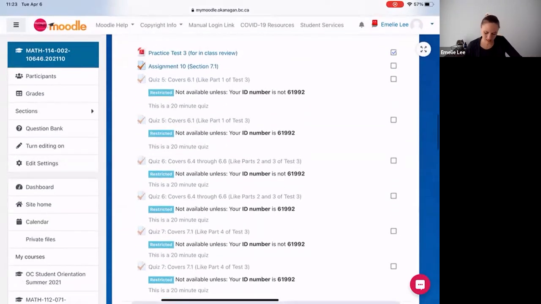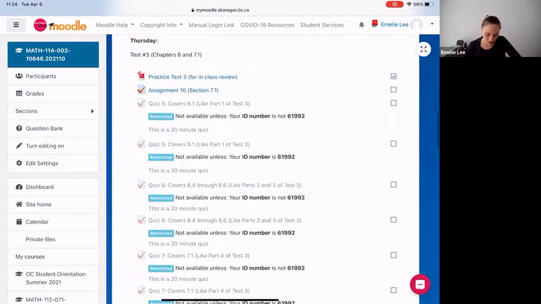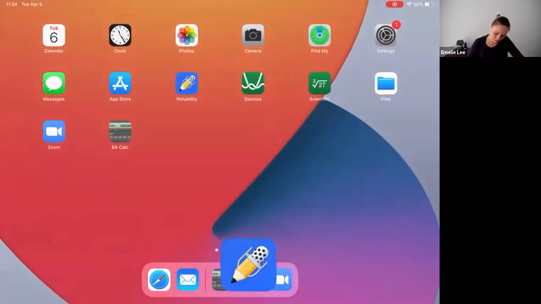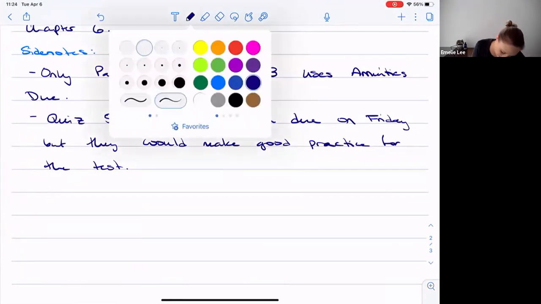Quiz 6 is like parts 2 and 3 of test 3. So once you're comfortable with those, then maybe go on and try your hand at quiz 6. And then quiz 7 is like part 4. So again, just use these to practice. Okay. So they're all due on Friday, but they would make good practice for the test. I know you guys are busy, so I give you time. Okay, so those were my side notes.